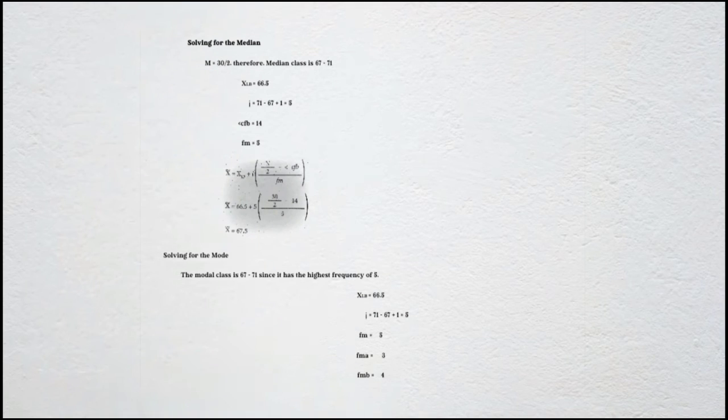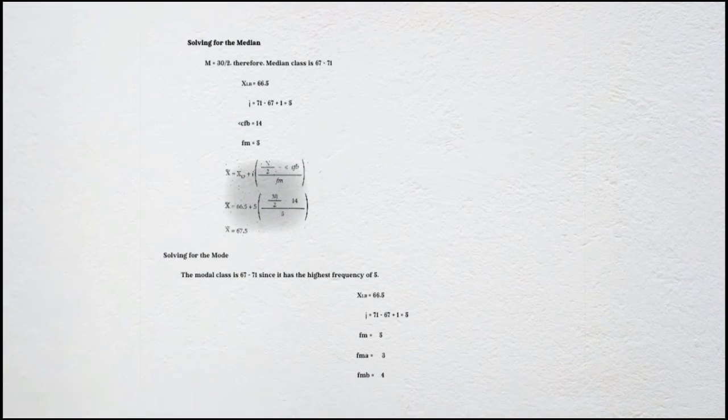N over 2 is equal to 30 over 2, therefore the median class is 67 to 71. For our lower class boundary, we have 66.5. For the class size, we have 5. For the less than cumulative frequency, we have 14. And the median class frequency is 5. So applying the formula, we get 67.5. Now let's solve for the mode.